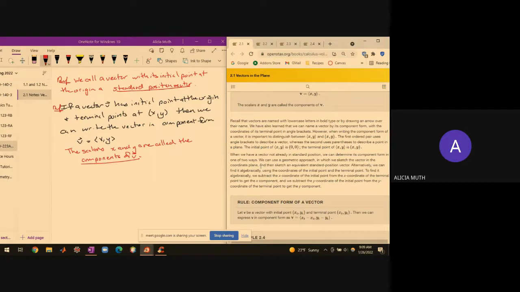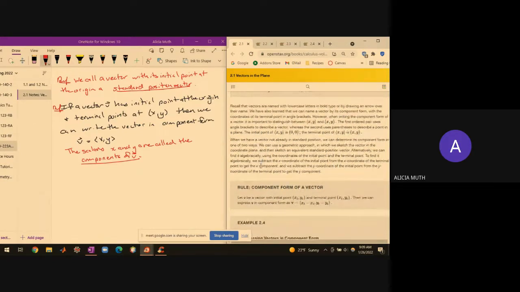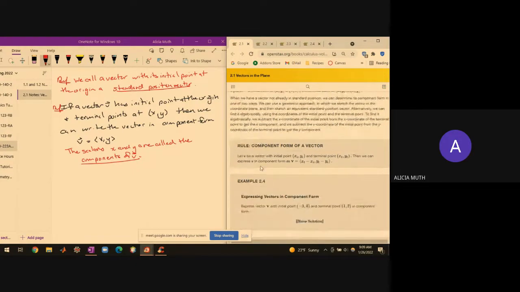So when we have a vector not already in standard position, we can determine its component form in one of two ways. We can use a geometric approach, where we sketch the vector in the coordinate plane and then sketch an equivalent standard position vector, right? Just move it down to the origin. Alternatively, we can find it algebraically, using the coordinates of the initial point and the terminal point. To find it algebraically, we subtract the x-coordinate of the initial point from the x-coordinate of the terminal point to get the x component. Then we subtract the y-coordinate of the initial point from the y-coordinate of the terminal point to get the y component. So here's a rule that we can use.